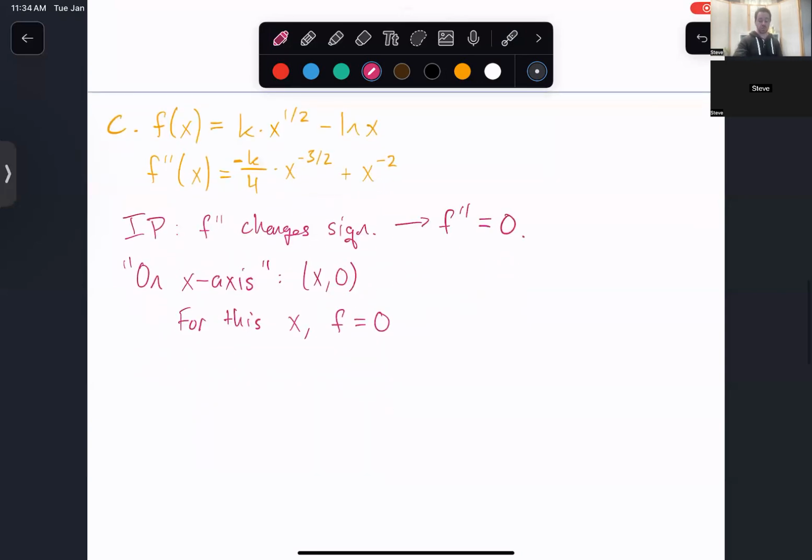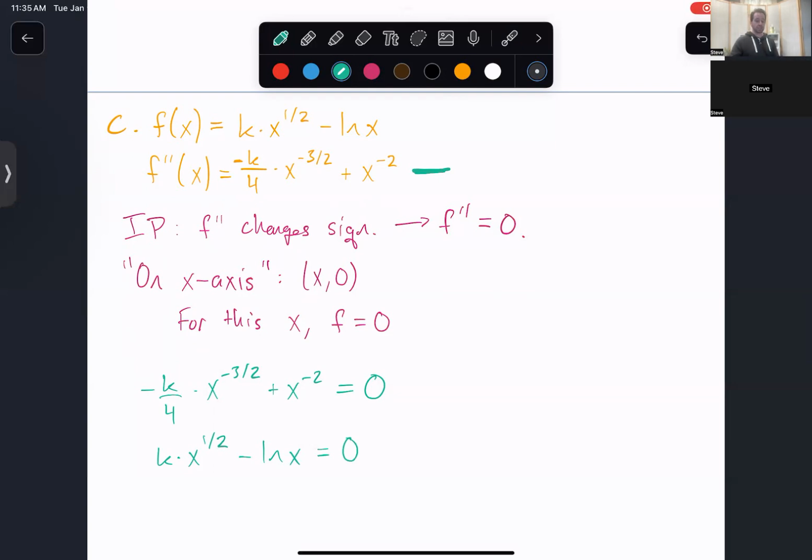So I'm going to put this information into the original. So the second derivative must be 0. I'll copy down the equation that implies. Negative k over 4 times x to the negative 3/2 plus x to the negative 2 must be equal to 0. Well, I also have a second equation, and that is that the original function must be equal to 0. K times x to the 1/2 minus ln x must likewise be equal to 0.